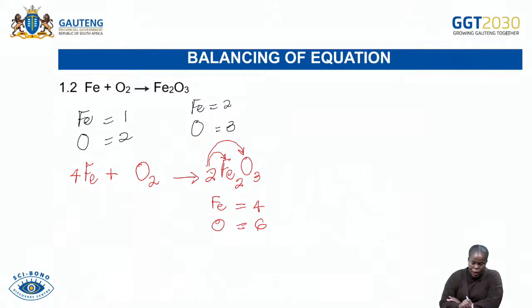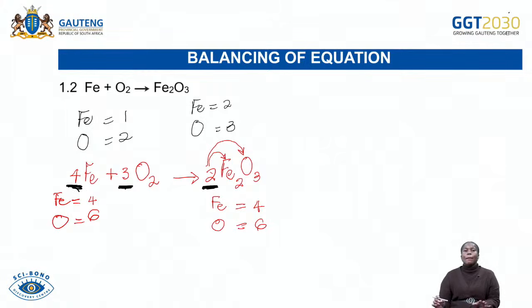On this side I've got iron having 4 atoms, and then I've got oxygen. How can I make them to be 6? By adding a 3 here, so that 3 times 2 will then give me a 6. So now I've got iron, we've got oxygen, got iron, got oxygen. Now it is well balanced. What did we add? Let me use a different color, black in this case. We added this 2, we added this 3, we added a 4 over here so that it is balanced.